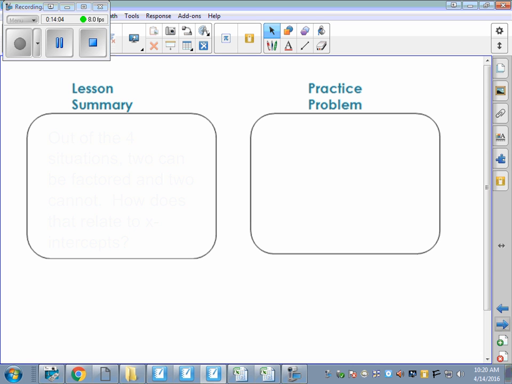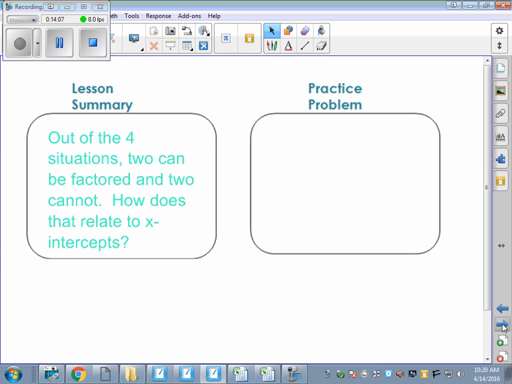But for the lesson summary, please tell me, out of the 4 situations that can occur for solutions, x-intercepts, roots, or zeros, 2 can be factored and 2 cannot. How does the factoring thing, if they can be factored, relate to x-intercepts? What does it mean if they cannot be factored? So how do x-intercepts and factoring relate to each other?